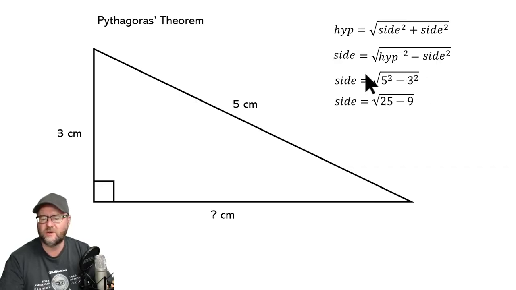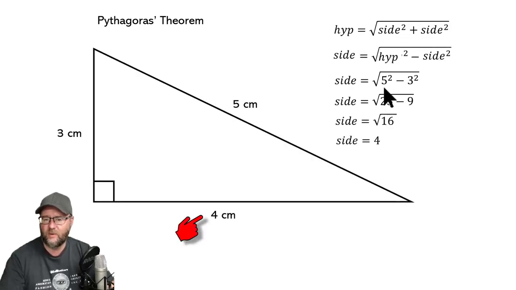I could put that straight into my calculator now, or these numbers aren't too hard. 5 squared is 25, minus 9 is the square root of 16. And if you put that straight in your calculator at that point, you'd get the answer of 4. In other words, the length of the side that we didn't know was 4 centimeters.